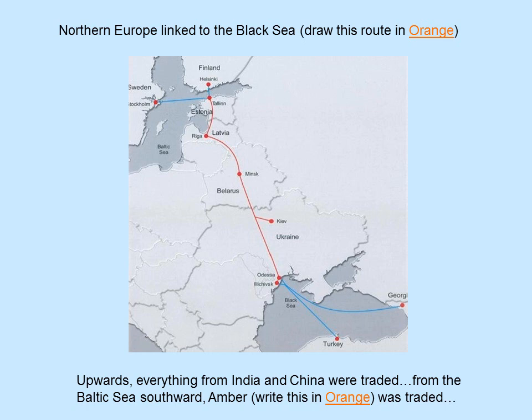The big thing that is traded on that path, and I believe we've already talked about this, is amber. So all you have to do with this one, super simple, is make an orange line connecting the Baltic Sea and the Black Sea, and on that line you're going to write the word amber.